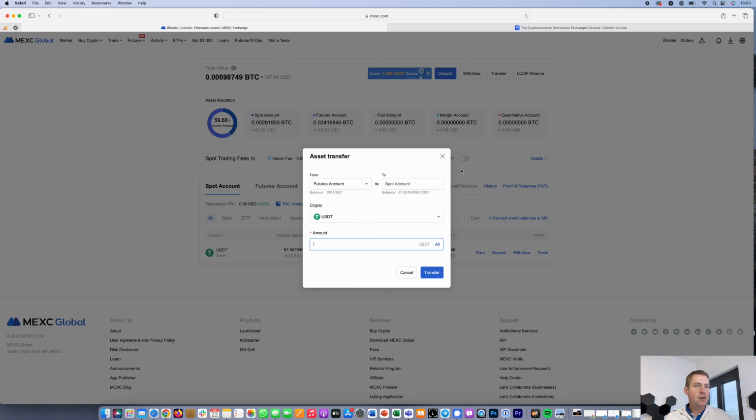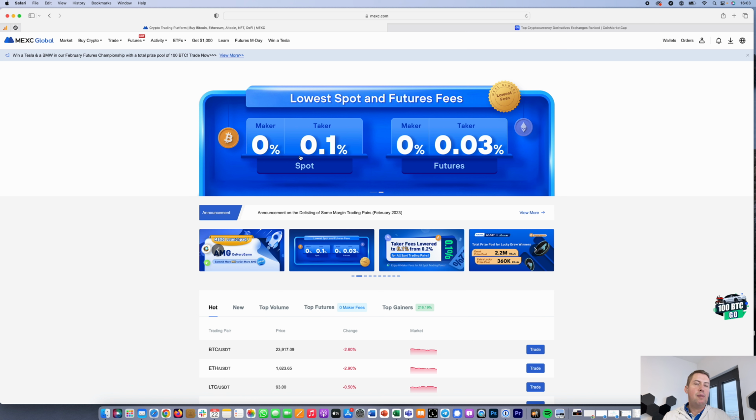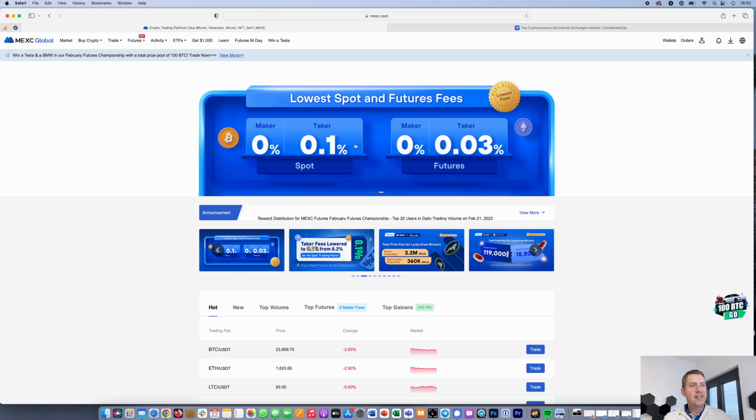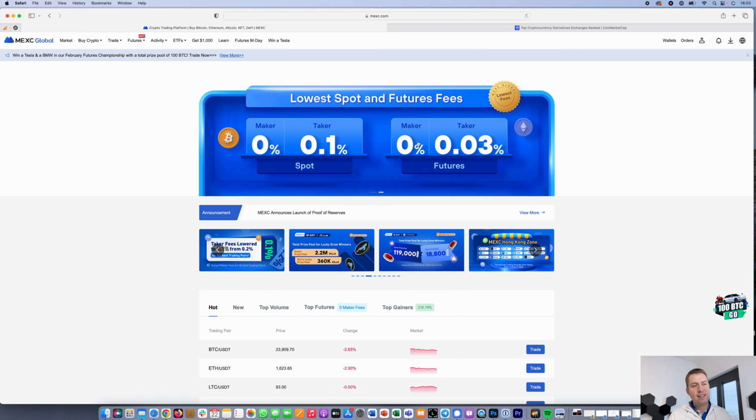One of the main reasons why people are trading on MEXC Global is also the fees. So if you are buying a cryptocurrency or selling it, the maker fee is 0% and the taker fee is 0.1%. And if you are trading futures, there's again no fee if you are doing a limit order. I will go into details about maker and taker in a bit. And if you do a market order, you're basically paying just 0.03% of the amount that you are trading.